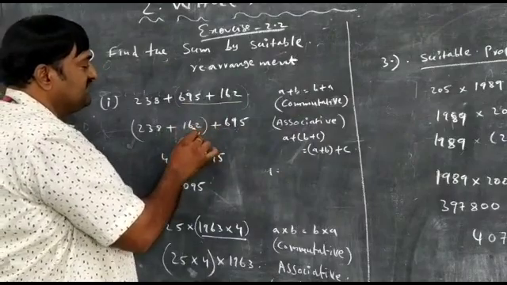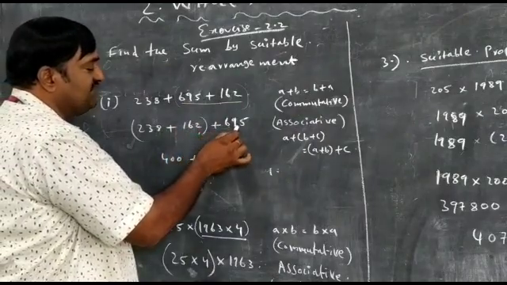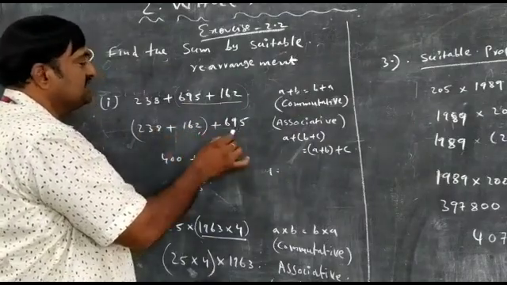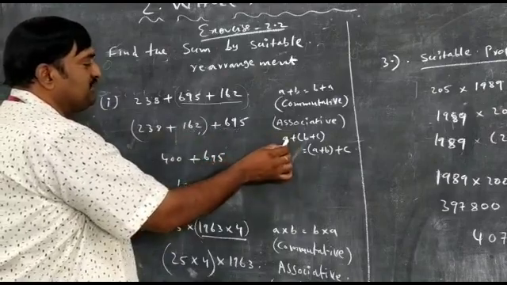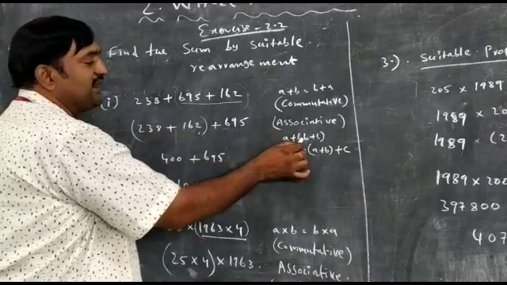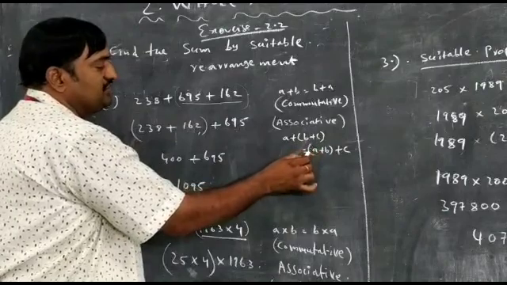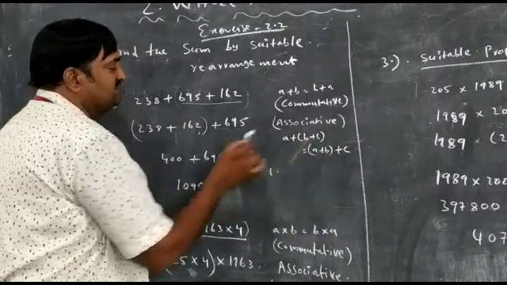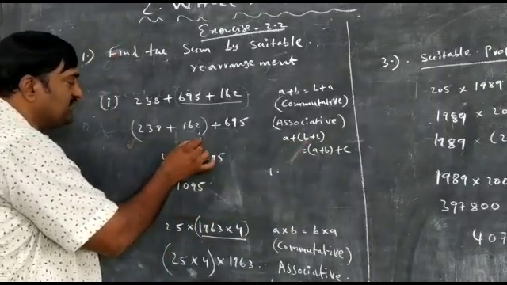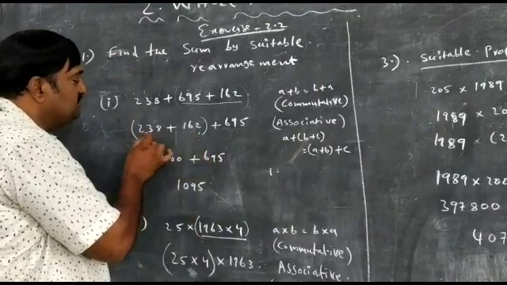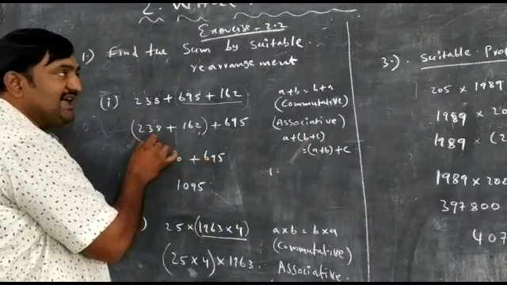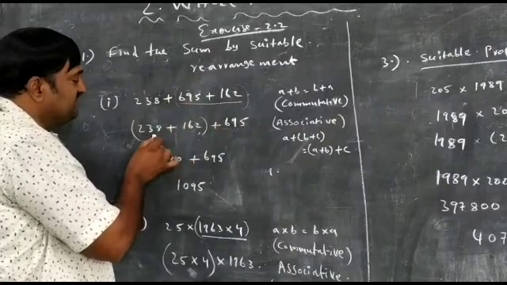See here, 162 plus 695. Again I applied the associative property. Associative property means what? A plus bracket of B plus C equals bracket of A plus B plus C. This is the associative property we applied when doing this suitable arrangement. The process of addition becomes very easy.